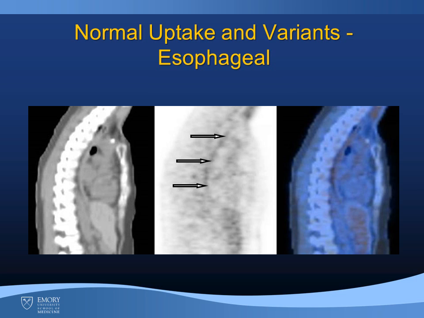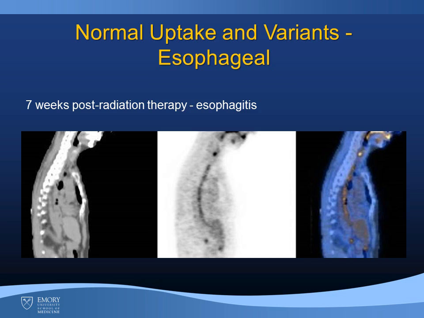This patient had mild diffuse uptake through the esophagus. Can we be certain that this patient doesn't have a little reflux esophagitis? It's possible, but this type of pattern is commonly seen. On the other hand, this patient clearly has more uptake, and this was due to radiation esophagitis.